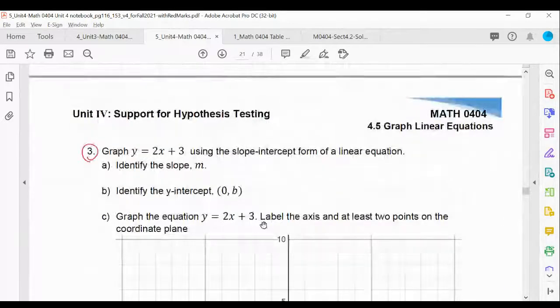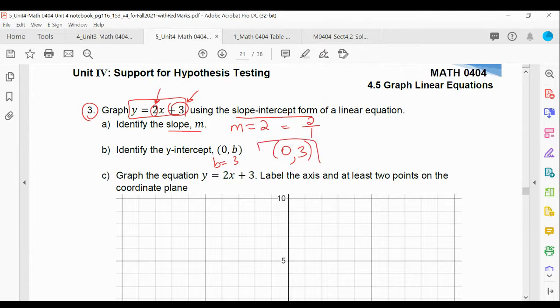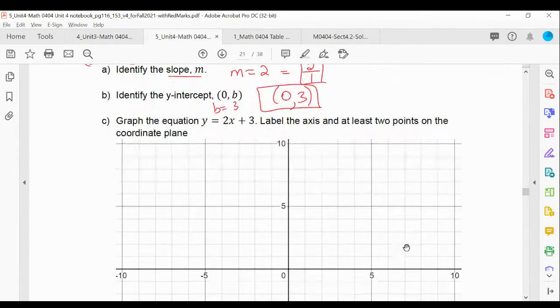Example number 3 says graph this equation using the slope-intercept form of a linear equation. So find the slope first. What is the slope? That's the number in front of the x. So in this case m is 2, and I'm going to write it in fraction form, 2 over 1. What's the y-intercept? Include the sign. That's 3, the b value. So the coordinate would be 0, comma 3. So this is my y-intercept. This is my slope. Now let's graph it.